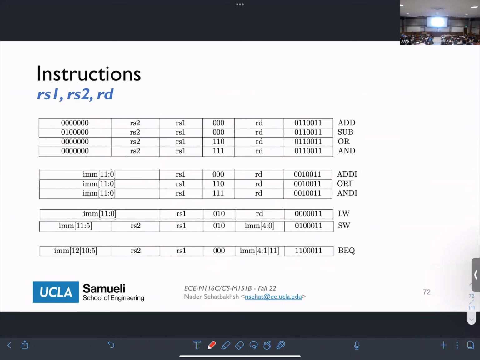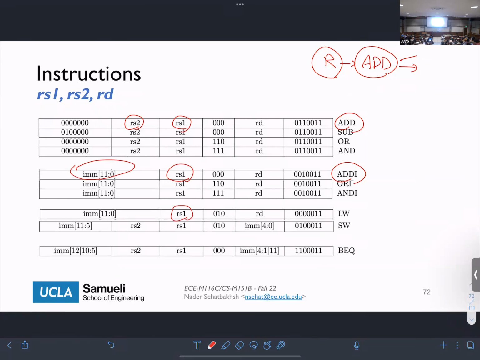The second thing that the controller needs to know is, okay, now I know that this is an R-type, and now I know that, for example, this is an add. What I need to do next is read the operands. So for R-type add, I need to read RS1 and RS2. But for add-I, I need to read RS1 and immediate. For load, I need to read RS1 and immediate. But for store, I need to read RS1 and RS2.